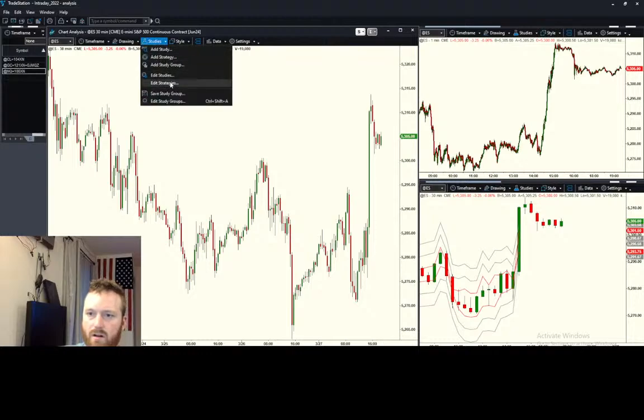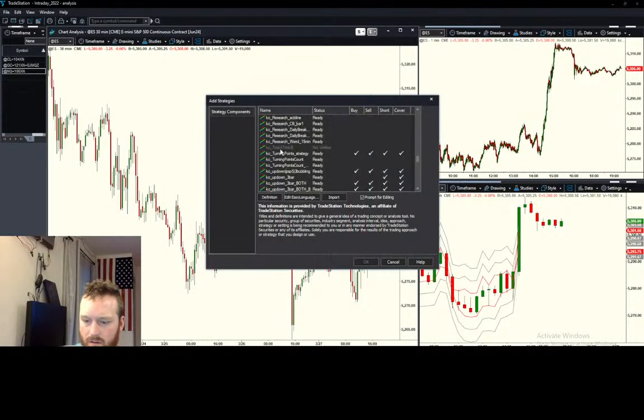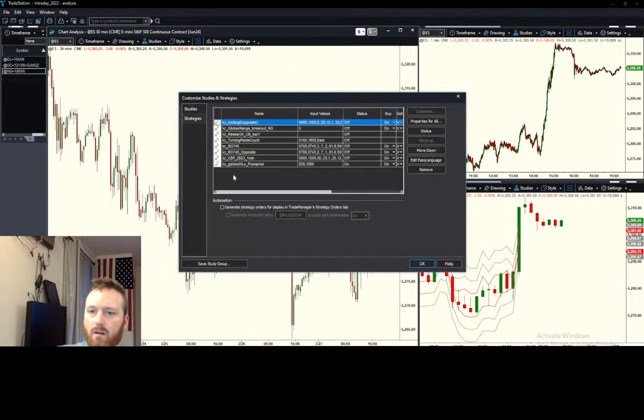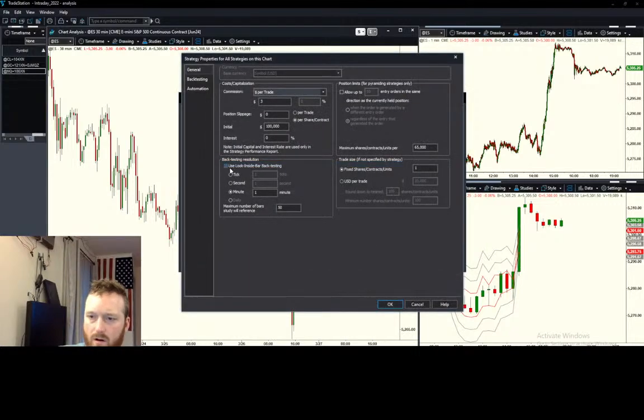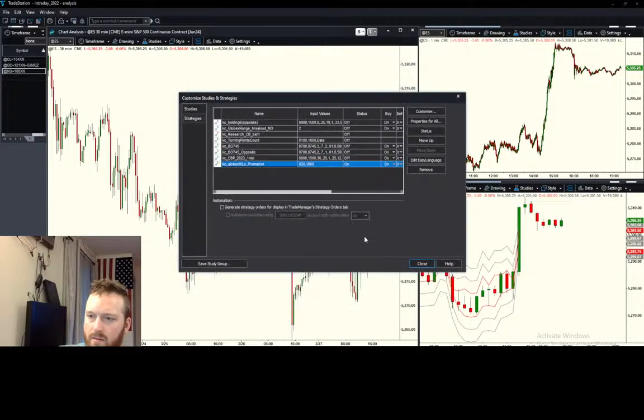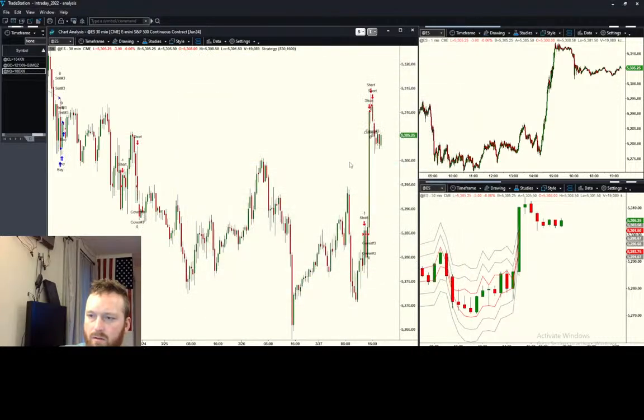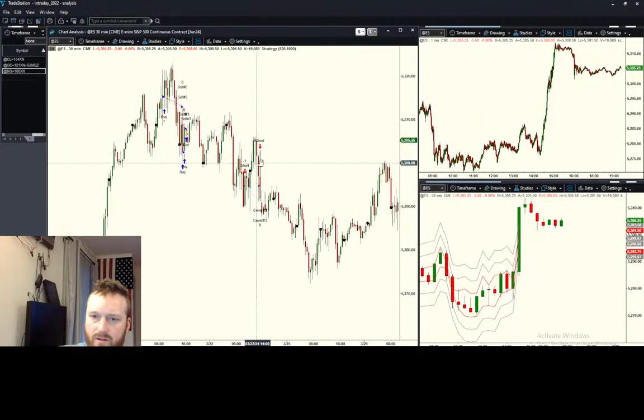So let's add a strategy. It's KC Globex. Globex high-low pre-market. This is a strategy. Properties for all. You do 1 minute. There you go. 1 minute look inside bar. Enable intrabar order generation. Okay, we do have some entries here.